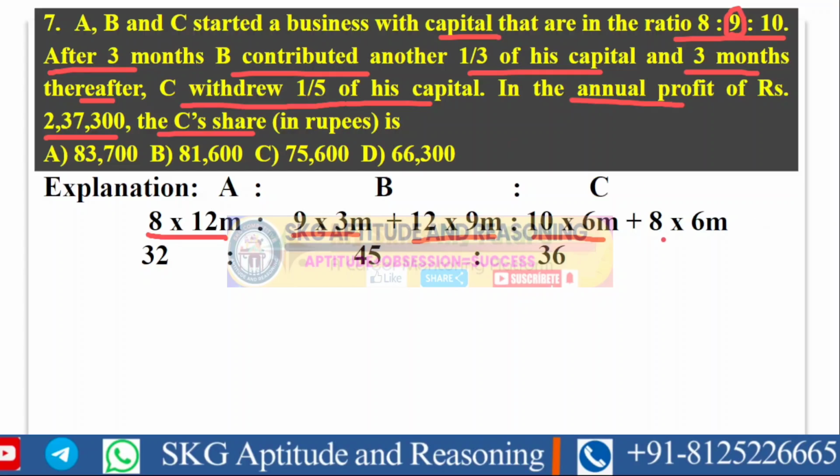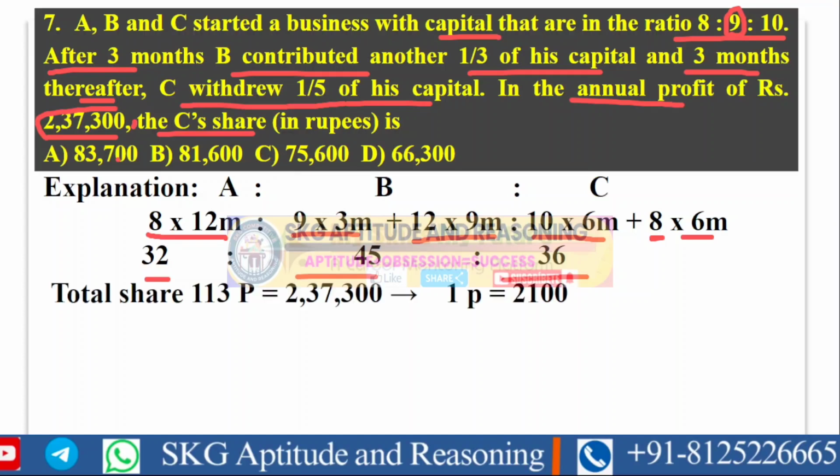So he is withdrawing, which means he is taking money out of the business, which means now he has only 8 parts of money for the remaining 6 months. And if we simplify this equation, it will become 32 is to 45 is to 36. The total profit in the question I gave as 2,37,300, so 32 plus 45 plus 36 equals 113 parts. That 113 parts equals 2,37,300, which means one part equals 2,100.